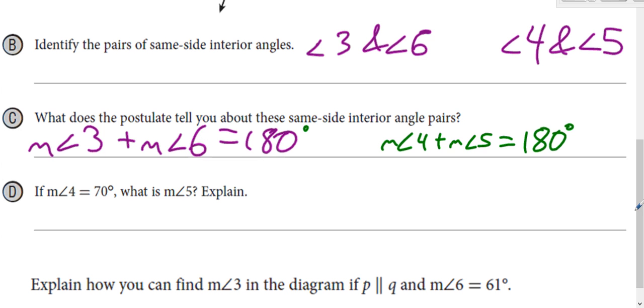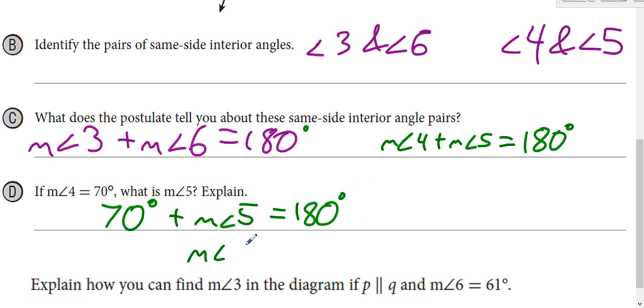So if angle 4 is 70 degrees, use some substitution, substitute 70 degrees in there, plus the measure of angle 5 equals 180. And then we can find the measure of angle 5 by subtracting. We get the measure of angle 5 equals, subtract 70, you get 110 degrees.